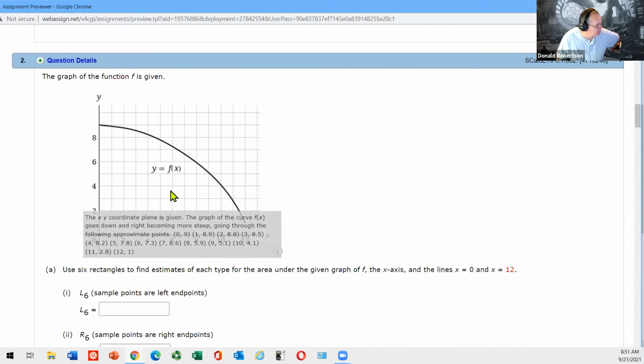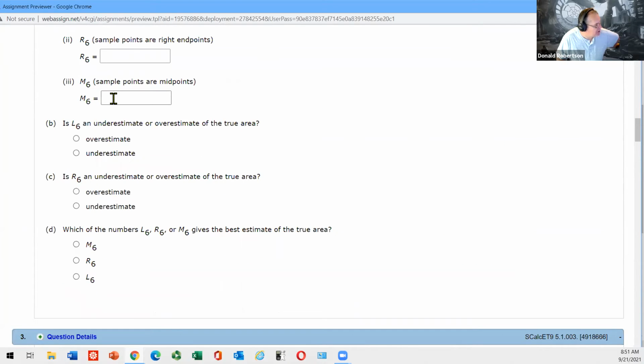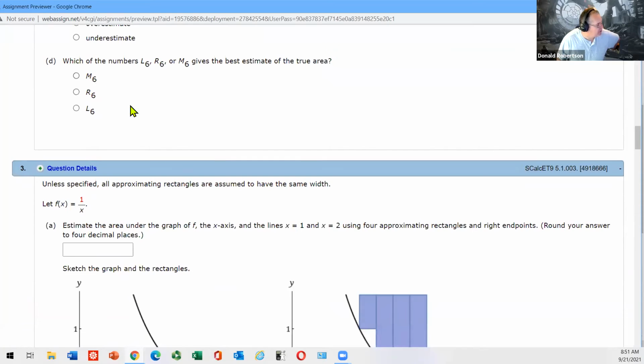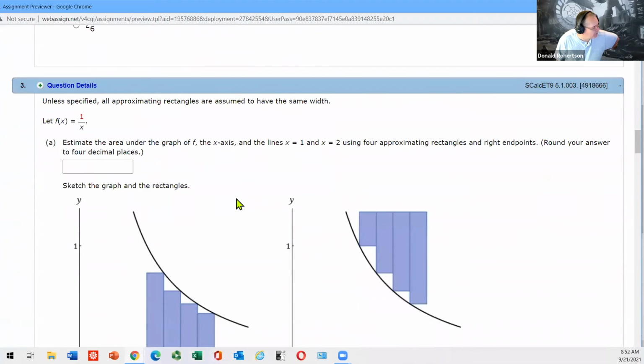Different curve, click on it, there's the numbers you need. But now they've given you an M6. Right? So you do get to do midpoints as well. And which one of these gives the best answer? I can tell you right now, even though I've not done the question. Left, right, or mid 6. Which one typically gives you the most accurate answer? Mid 6. So even if you don't quite get these right, you know what you're going to get.